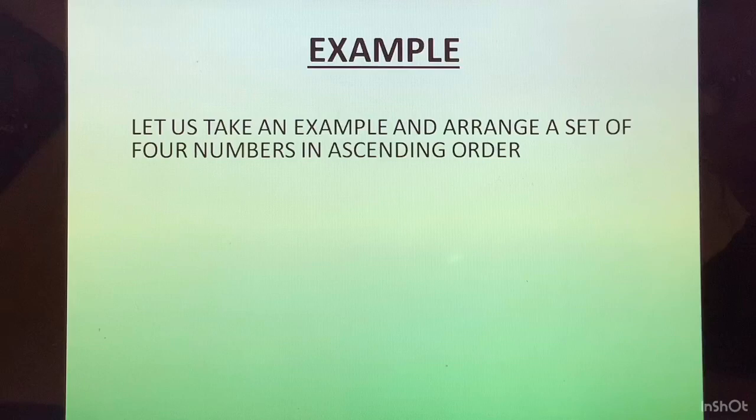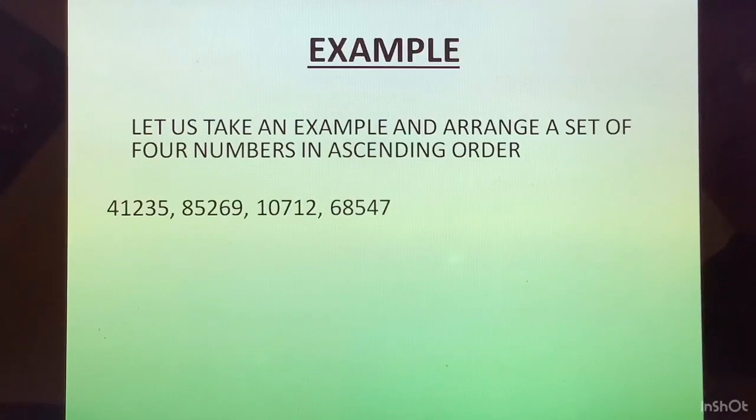Let us take the example and arrange a set of 4 numbers in ascending order. The 4 numbers that I have taken are 41235, 85269, 10712, and 68547. All 4 numbers that I have taken here are 5-digit numbers. So here we will keep the second rule in mind and we'll start comparing. So we'll take the first digit of all these numbers and compare. We have to write in ascending order, so we have to look for the smallest digit. Smallest digit here is 1. So we will write 10712 in the first place.